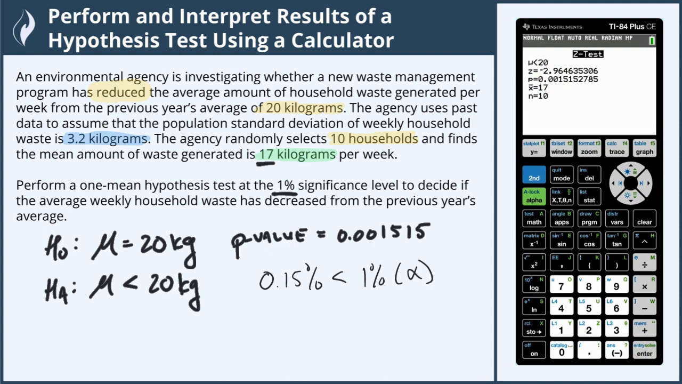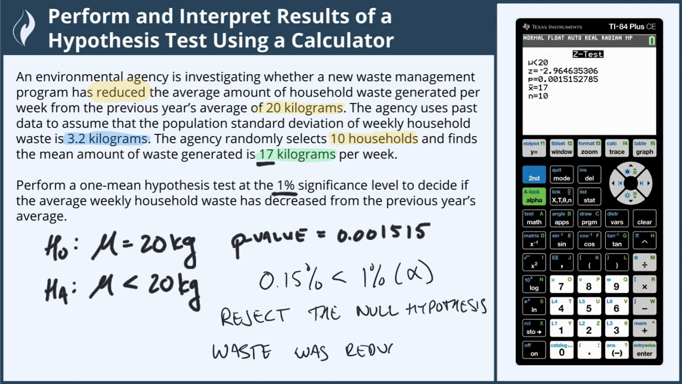Since the probability that we would get a mean of 17 kilograms from a sample, given the population mean is 20 kilograms, is this small, we have enough evidence to reject the null hypothesis. Which means we have enough evidence to suggest that the amount of waste was reduced.